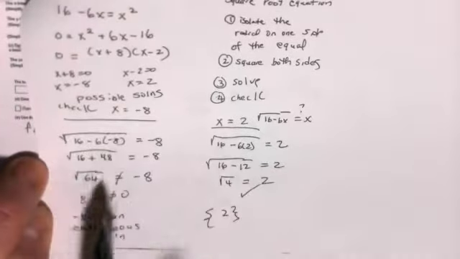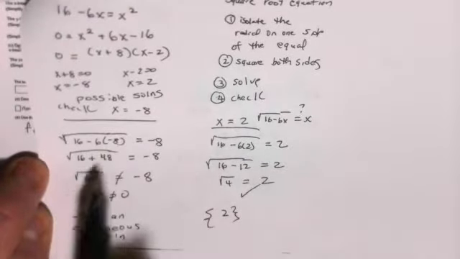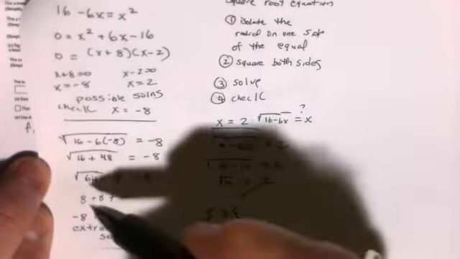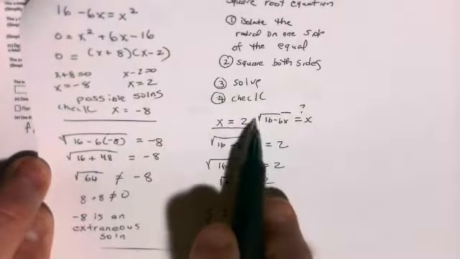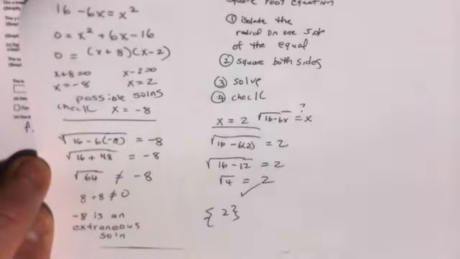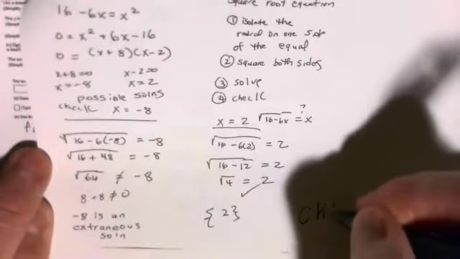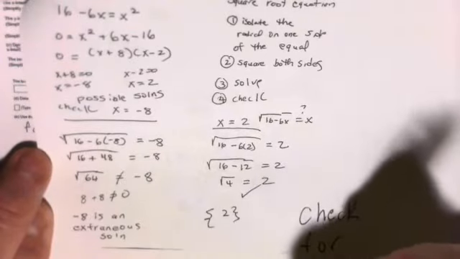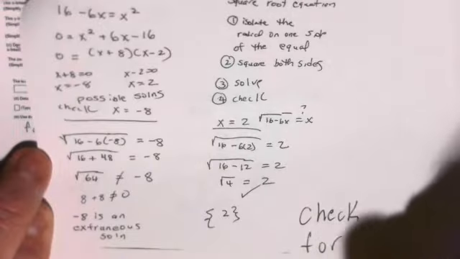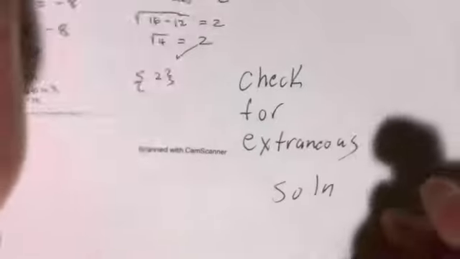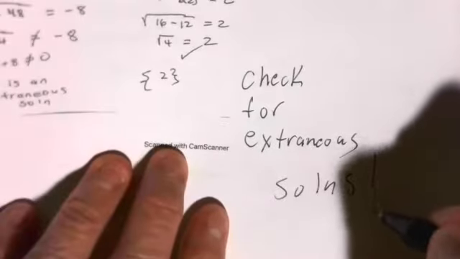So when I check the -8 and I put this in, square root of 64 is not -8. So that's an extraneous solution. When I check the 2 over here, it does check. So my only solution is 2. So just remember, you have to check for extraneous solutions. Please remember that, okay?